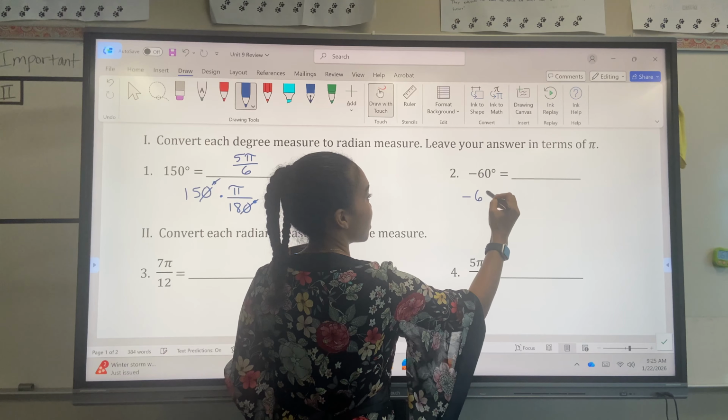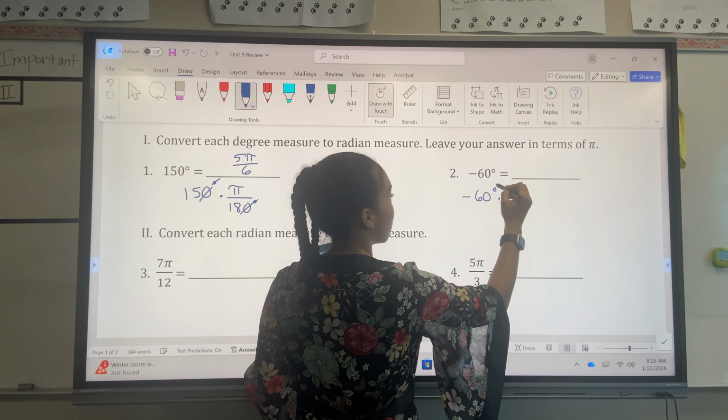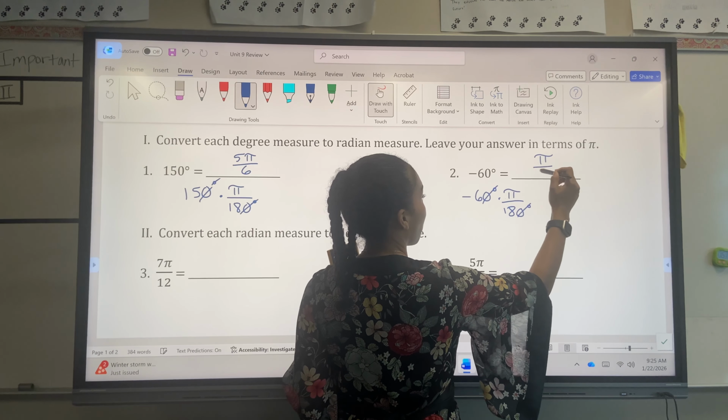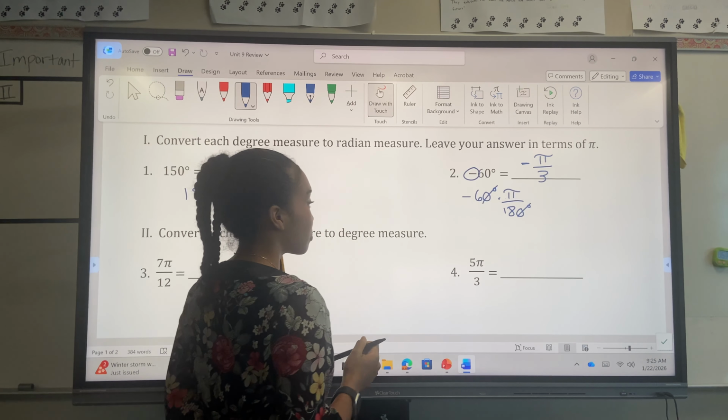Here we have negative 60 degrees multiplied by pi over 180 degrees. This simplifies to pi over 3, and make sure it's negative because this is a negative degree.